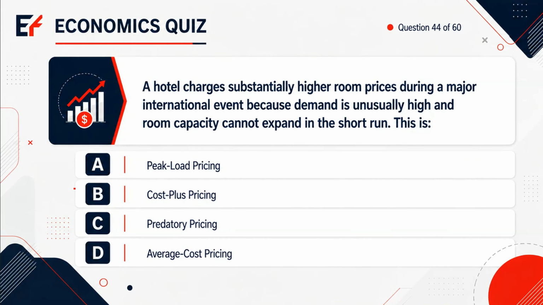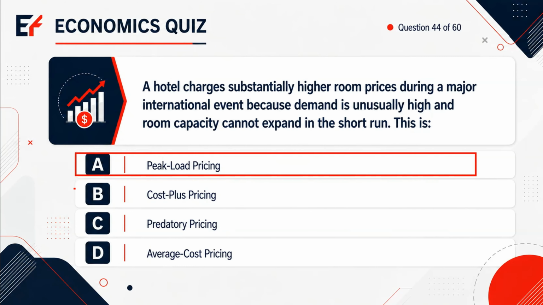Question 44. A hotel charges substantially higher room prices during a major international event because demand is unusually high and room capacity cannot expand in the short run. This is A. Peak load pricing, B. Cost plus pricing, C. Predatory pricing, D. Average cost pricing. The correct answer is A.